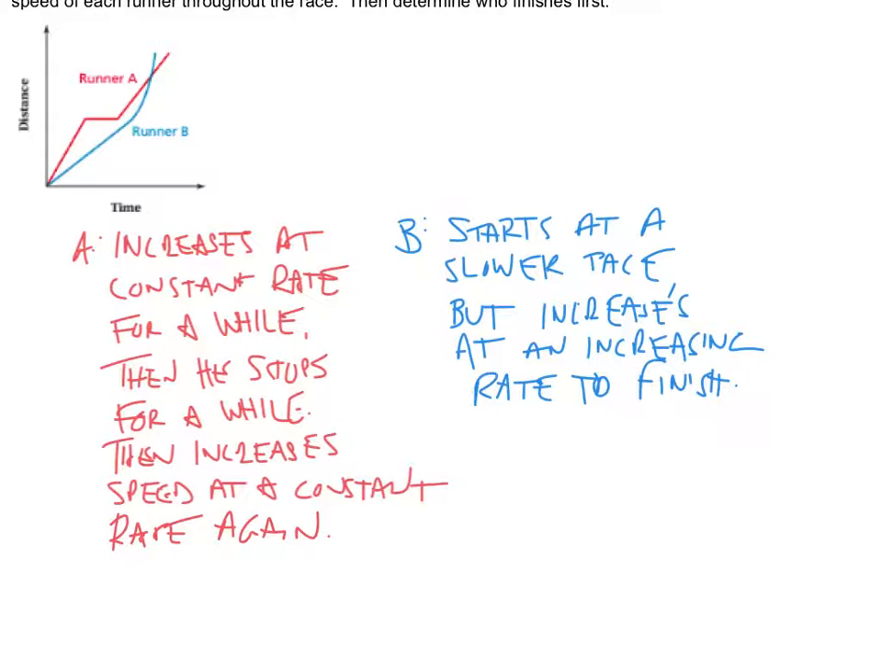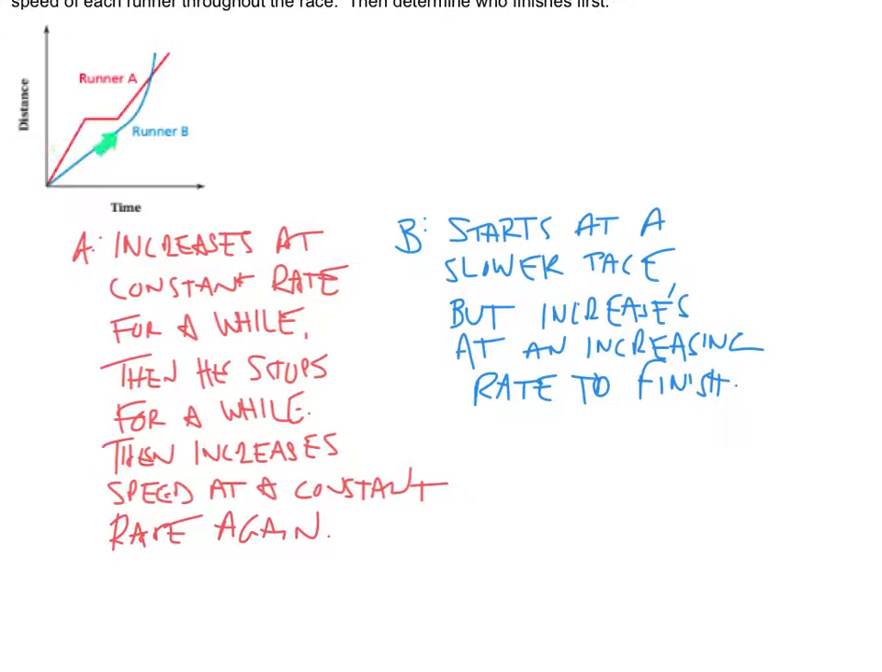Okay? If you think about it, a race is a distance. You're racing to a distance. So for example, if the race was just to this point right here, A gets there faster because they hit this point at a faster pace than runner B, who took a lot longer to get there. Okay?